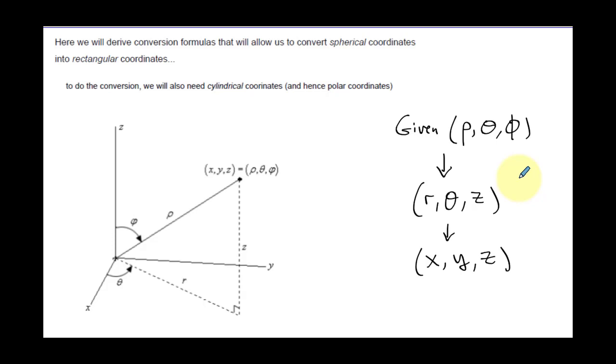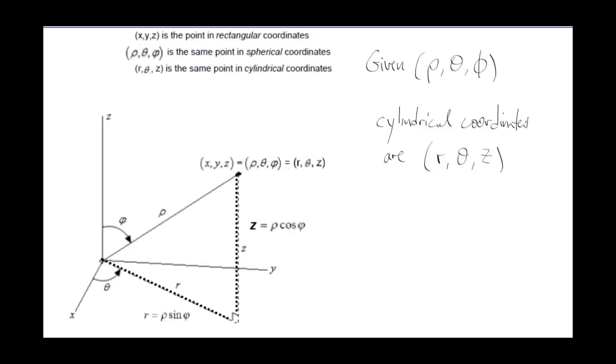And then from that, we'll convert it into the rectangular coordinates. So if we're given rho, theta, and phi, the cylindrical coordinates would be r, theta, and z. And how do we calculate each of those? Well, maybe let's start with the r. How do we find the distance here to this point? So let's call this point P, and we'll call that point Q.